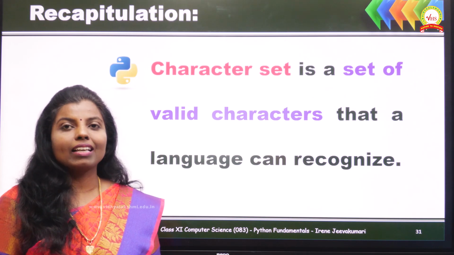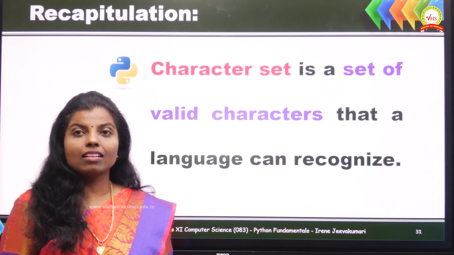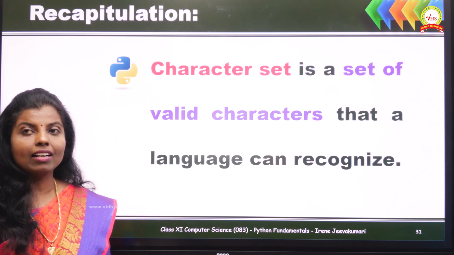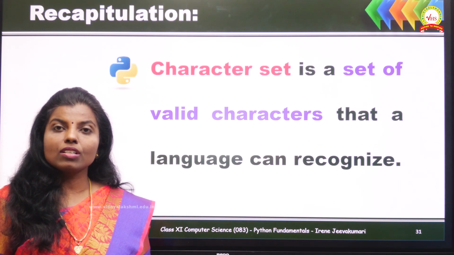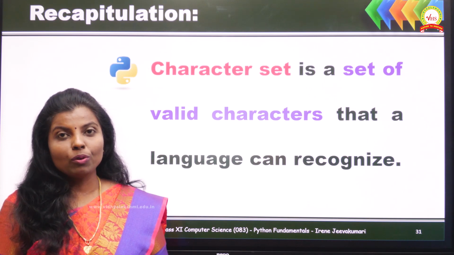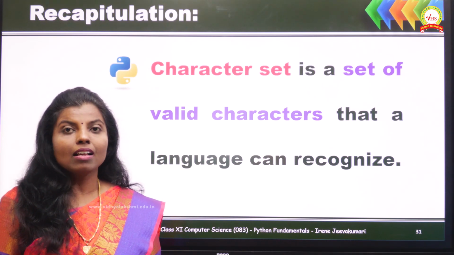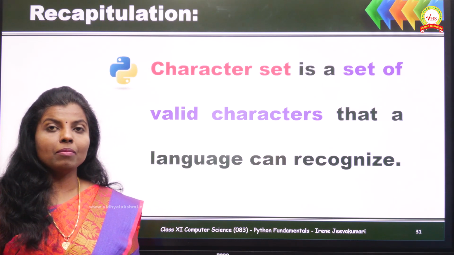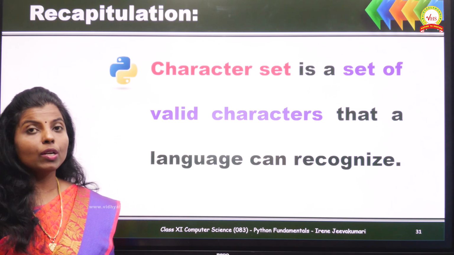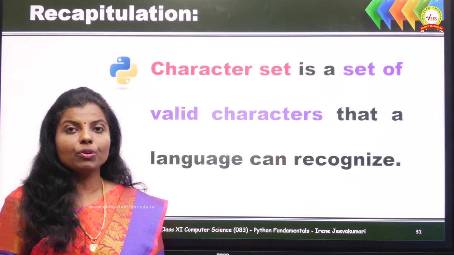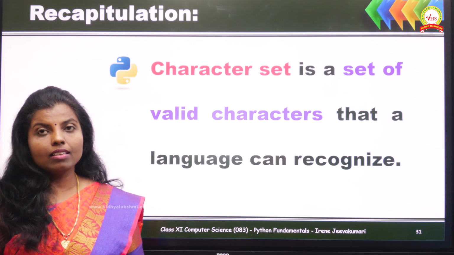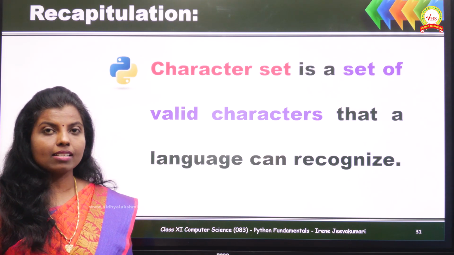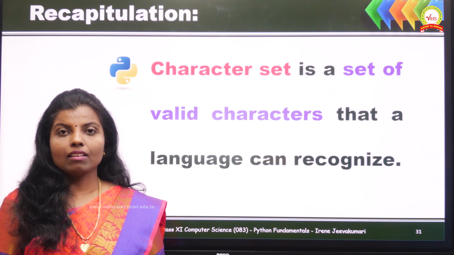We have learned about character set. What is a character set? A character set is a set of valid characters that a language can recognize. Python recognizes all the uppercase letters, lowercase letters, all the numbers. It accepts all the special symbols and white spaces, and all the ASCII and Unicode characters can be part of data or literal. These are the characters accepted by the Python programming language.